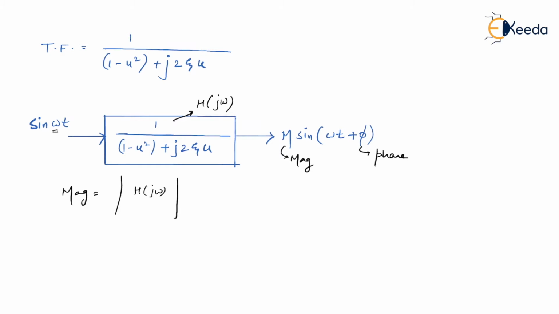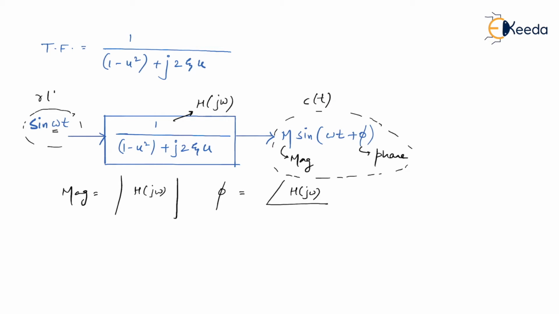And whenever you want to get the phase, simply take the same H of j omega and calculate the angle for it. And that's it. Once we get magnitude, once we get phase, I can write my output c of t. In general, we call output as c of t and input as r of t. R of t stands for reference input, c of t stands for controlled output. Since I have to calculate the controlled output, I have to calculate two things, the magnitude along with the phase.